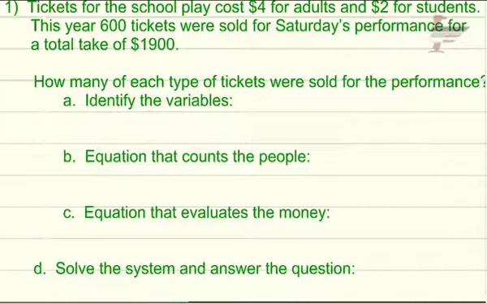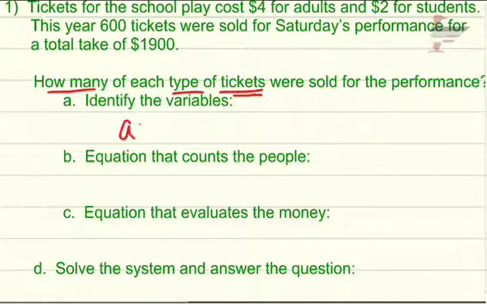Part A asks us to identify the variables. When we need to know what the variables are, we always want to look to the question to see what we have to answer. Our question is how many of each type of tickets were sold for the performance. So we're talking about tickets. Looking at the problem, I see that we have type of tickets and how many of those. We have adult tickets and we have student tickets. So we want to use variables for those two types of tickets.